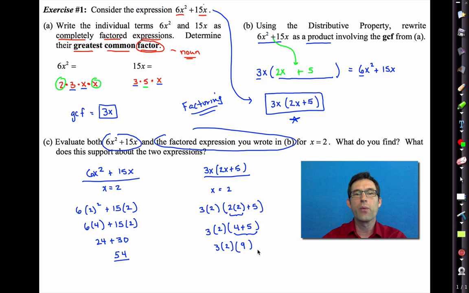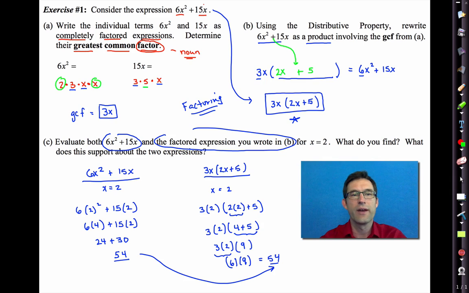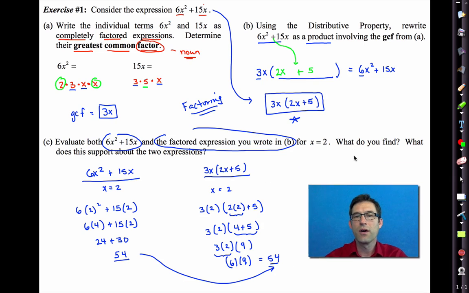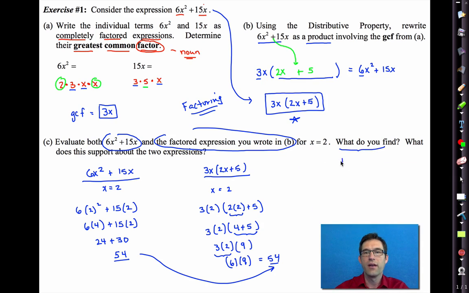And now I have a three-way product. So I think I'll do this product first, which is 6. And then this, 6 times 9, and that gives me 54. And look at that. Look at that. They're equal, right? So what do you find? Well, what I find is they are equal.